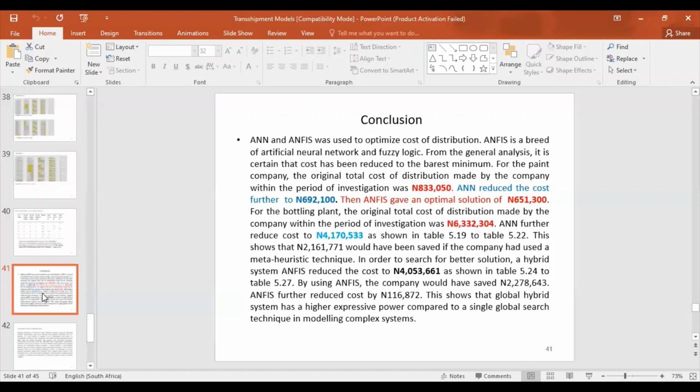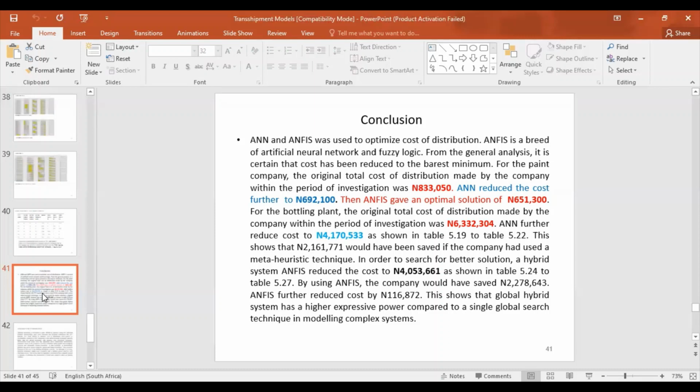So, conclusion. Having discussed this intensively, looking at the solutions obtained from ANN and ANFIS, it is very clear that the company spends so much using the normal rule of thumb. The company spent more than 8 million distributing products from the source to different destinations. But we tried to use the transshipment model and developed an ANN. We further developed the ANN model and obtained a solution of about 6 million, far more than 6 million naira.